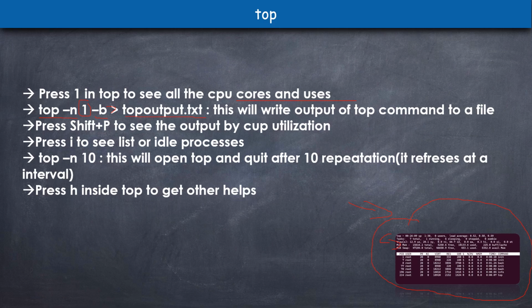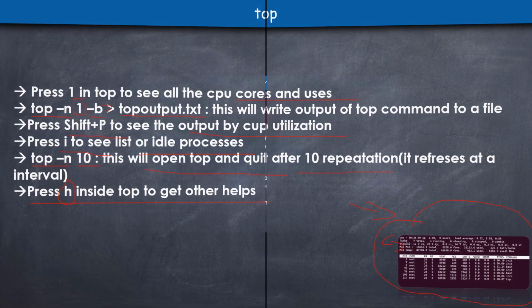Then you can press shift P to see the output sorted by CPU utilization, and I to see the list of idle processes. top -n 10 will open top and quit after 10 repetitions. And you can always press H inside this to get help related to the top command. So let's move forward.